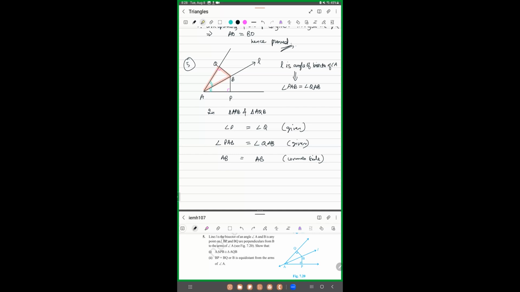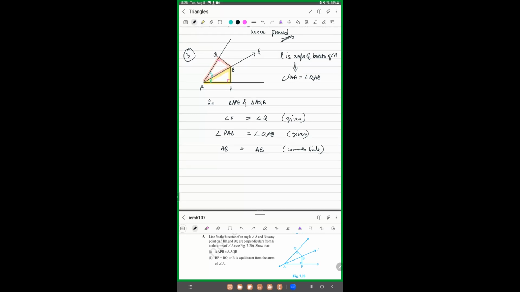So this is the first triangle, and then this is the second triangle. In these two triangles, the side AB is common. So again, by which condition? We have AAS, right? One angle, another angle, and then we have a side. So by AAS rule, triangle APB is congruent to triangle AQB. So the second part of the question then automatically follows.